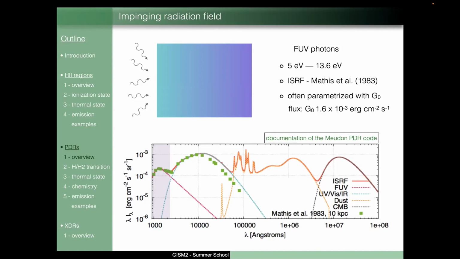The second reason is that photons with energy smaller than 5 eV are not energetic enough to induce a photoelectric effect, okay? So photons below this energy won't have any impact on the thermal structure of the gas.